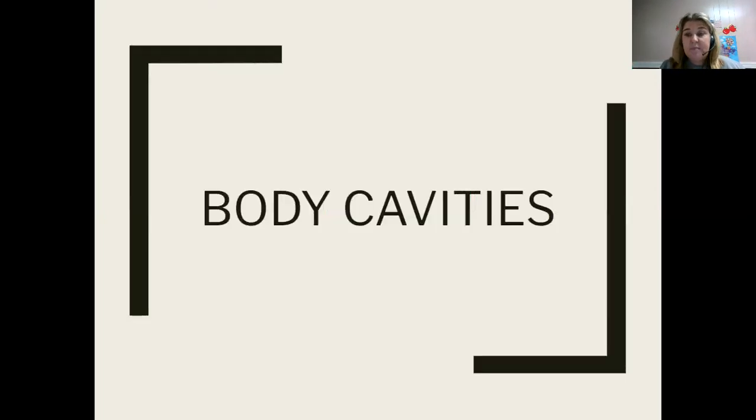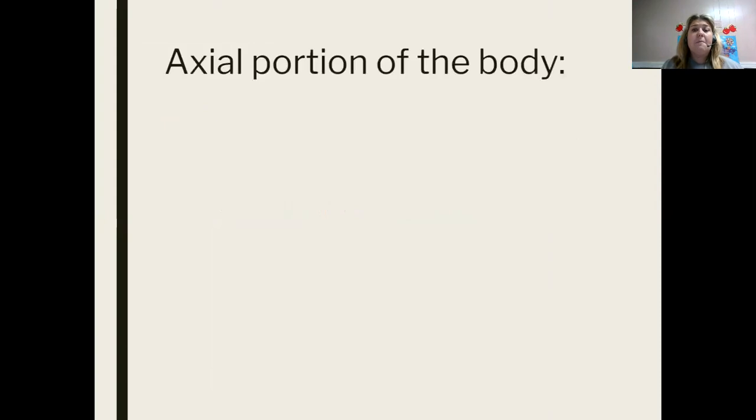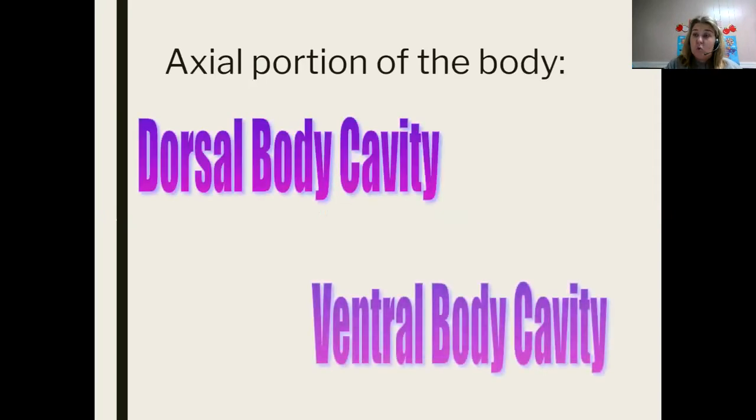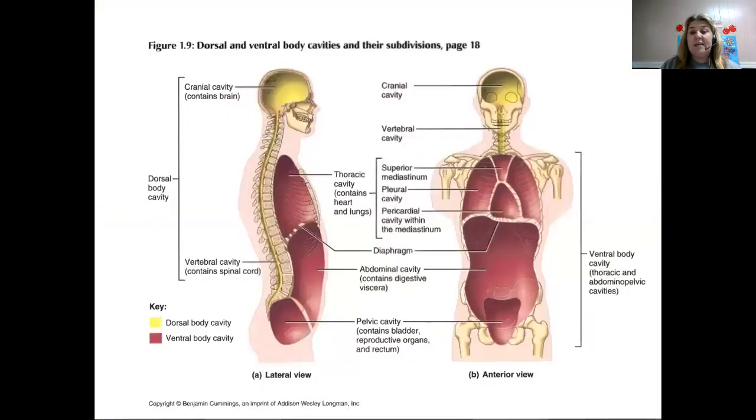Another big concept that we see in AP is the concept of cavities. And a cavity is just a hole. It's like a big space somewhere in the body. So in the axial portion of our body, our head, neck, and trunk, we have two major cavities. We have the dorsal body cavity, and then we have the ventral body cavity. And just looking at it, you probably can get an idea of where the dorsal body cavity would be, because I'm sure you've all heard of a dorsal fin on a shark or a dolphin. It's on their back. So we have a dorsal body cavity as well.